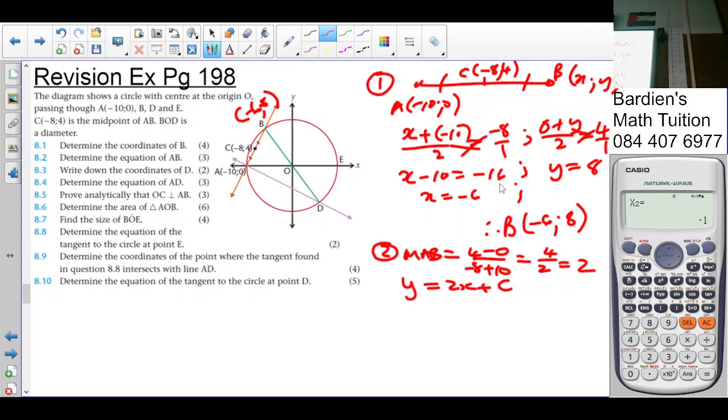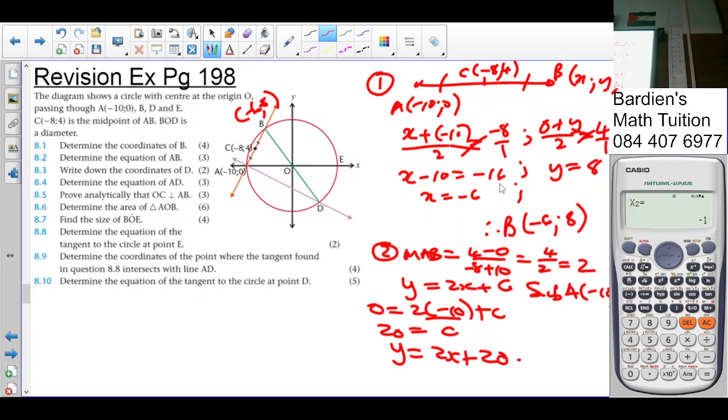Now to calculate c, I must substitute a point on this graph, which I do have. There are many. I'm going with A, which is (-10, 0). So this is 0 is equal to 2 times negative 10 plus c. Negative 20, so c is 20. y is equal to 2x plus 20. I'm writing this in case we need it, okay? This is (-6, 8).